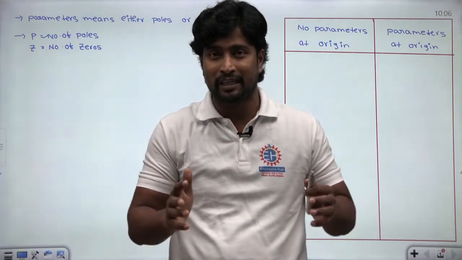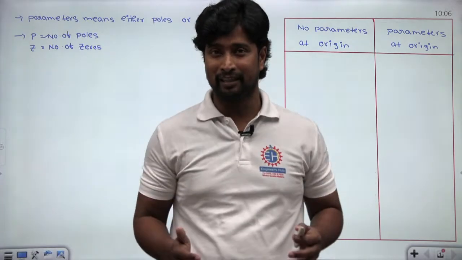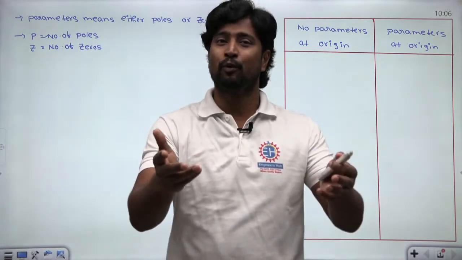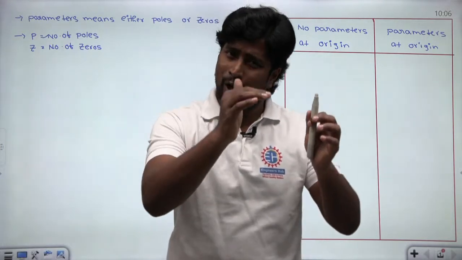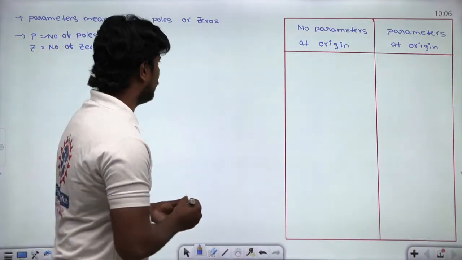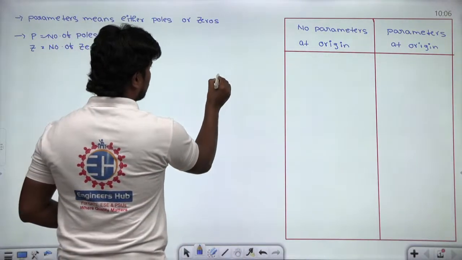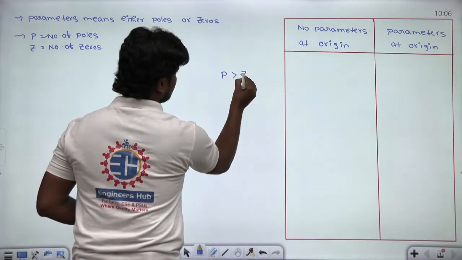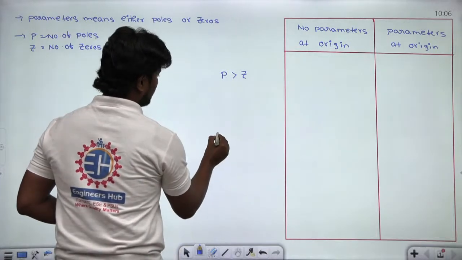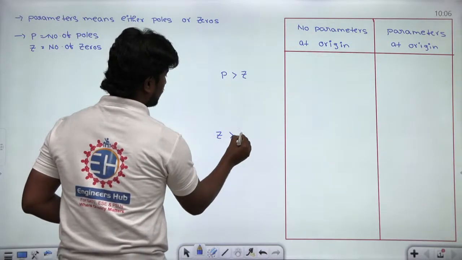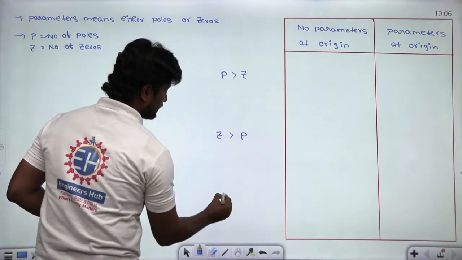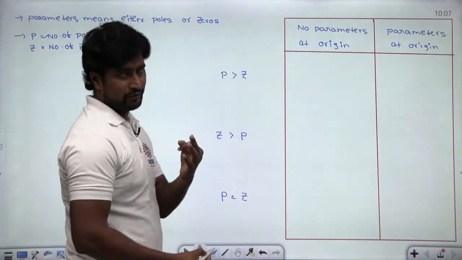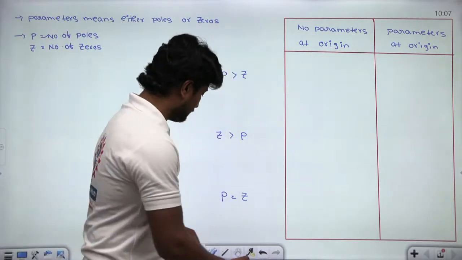So what can you understand here? Three cases will exist. Maybe poles are dominating, or maybe zeros are dominating, otherwise the number of poles is equal to the number of zeros. I would like to take all three cases. Guys, listen carefully. The first case is that the number of poles dominates the number of zeros. The second case is that the number of zeros dominates the number of poles. And the third case is the number of poles equal to the number of zeros. Total three categories, guys. Ready?